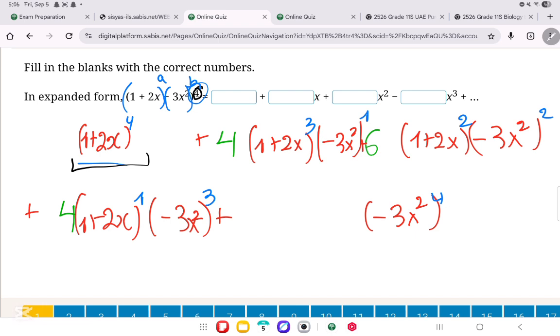Guys, please write this down on your copybook because we will need it later. I'm gonna write it down on mine. I will write (1 + 2x)^4 + 4(1 + 2x)^3 times (−3x²)^1 + 6(1 + 2x)^2 times (−3x²)^2 + 4(1 + 2x)^1 times (−3x²)^3, and then finally, plus (−3x²)^4. Write it on your copybook because we are going to need this, okay?